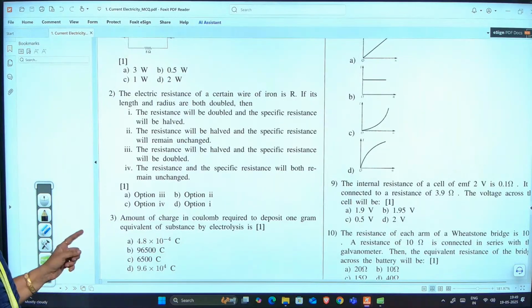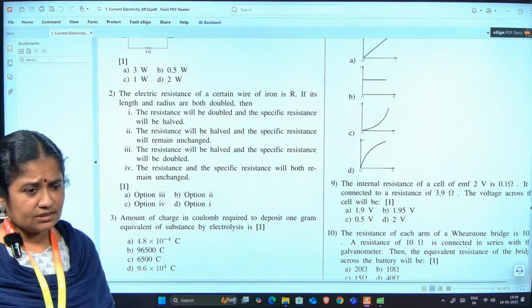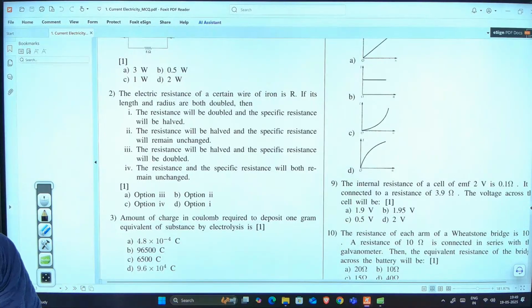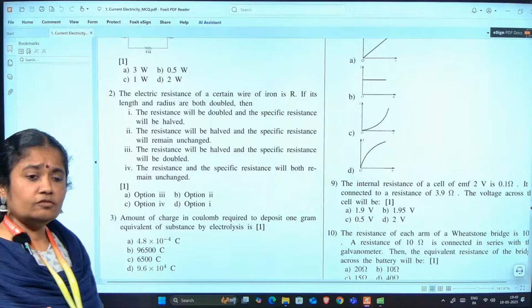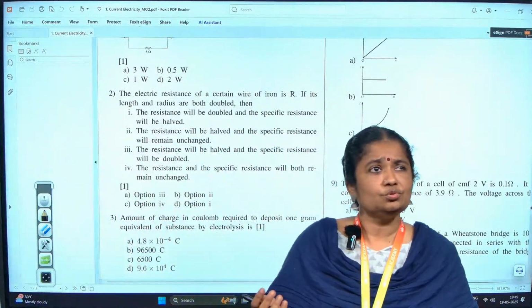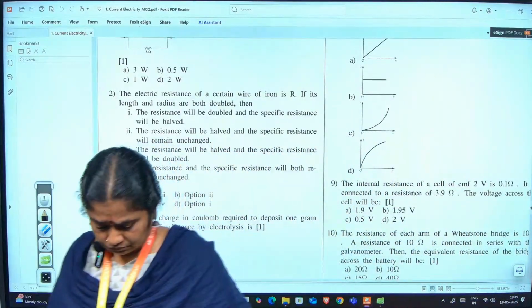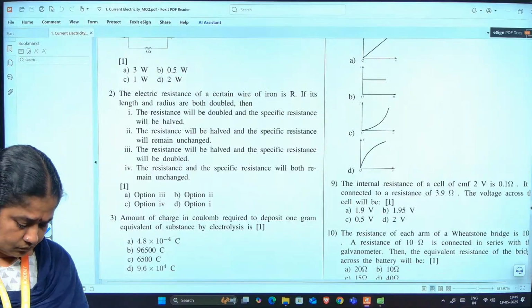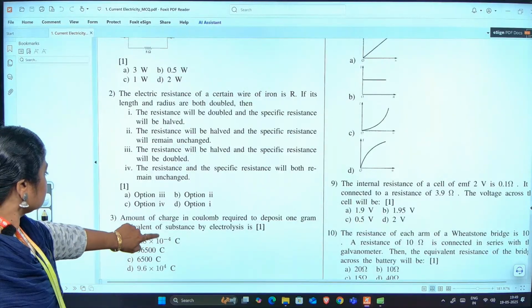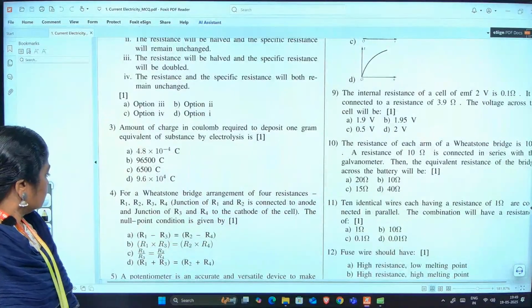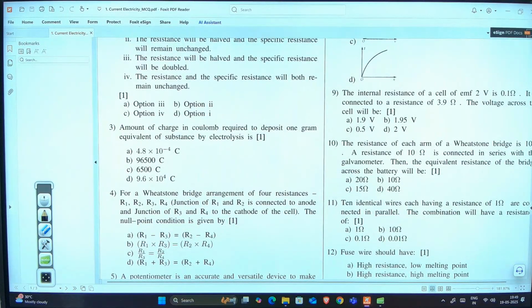You have to give that many electrons. What is the charge of one electron? 1.6 into 10 power minus 19. So multiply both and you will get the answer. You have to give out 1 mole of electrons, Avogadro number of electrons into the charge on a single electron. So 96,500 coulombs. You got the answer.